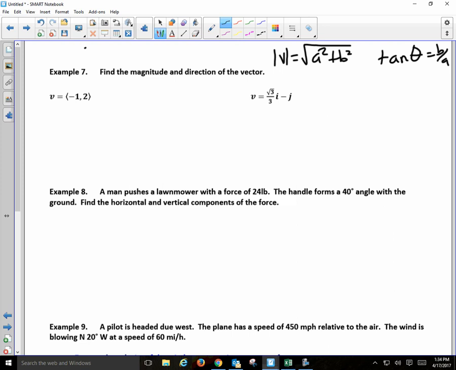So the magnitude of v is equal to the square root of 1 plus 4, which is the root of 5. Very good. I know that the tangent of theta is equal to what? Negative 2. Tangent is negative. In which quadrant is tangent negative? Second and fourth. If you were to plot this vector, would it be in the second quadrant or the fourth quadrant? It would be in the second quadrant. So we're going to look in the second quadrant.